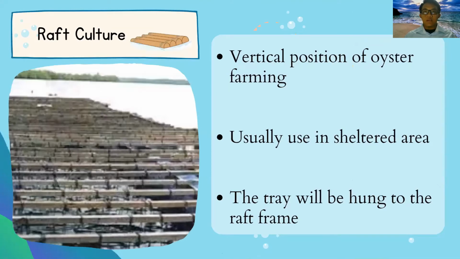The first method of oyster culture is the rough culture. Oyster will be farmed vertically using this method. This method is usually used in a sheltered area to reduce the damage on the rough. Hard timber is usually used as the frame and mangrove pole as the place to hang the tray. The oyster will be put in the tray before being hung to the rough.